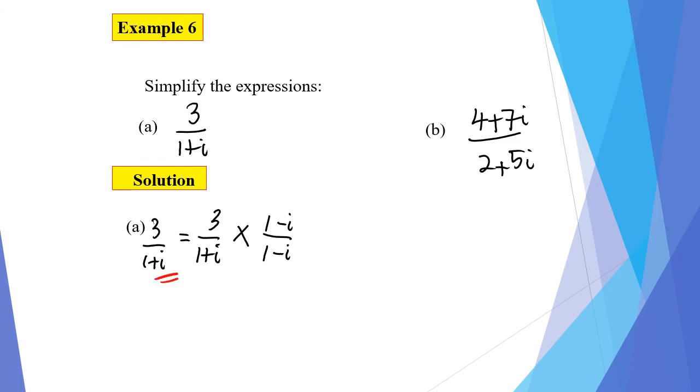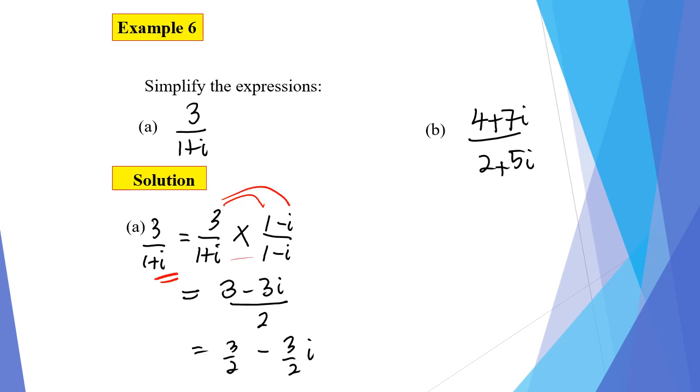So what is the conjugate of the denominator? 1 minus i. Multiply the denominator, we also have to multiply the numerator. So what do we have for the numerator? We have 3 minus 3i divided by 2. So the answer is 3 over 2 minus 3 over 2i. You just need to expand as usual.